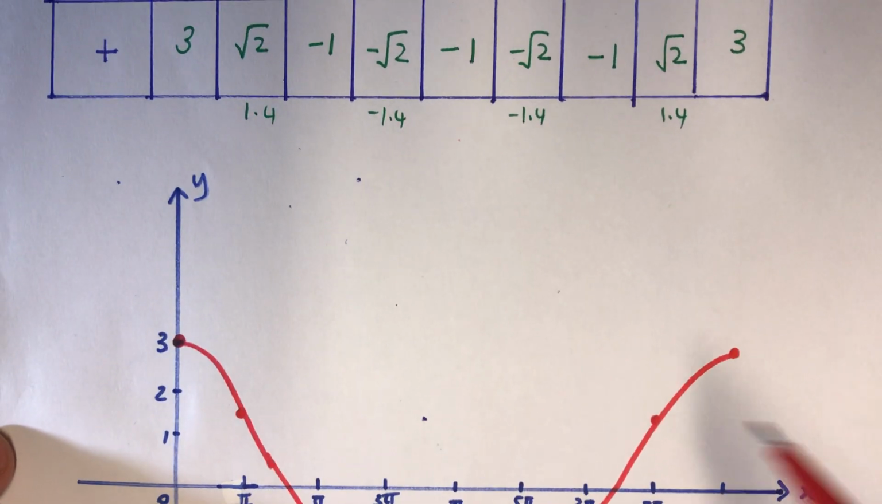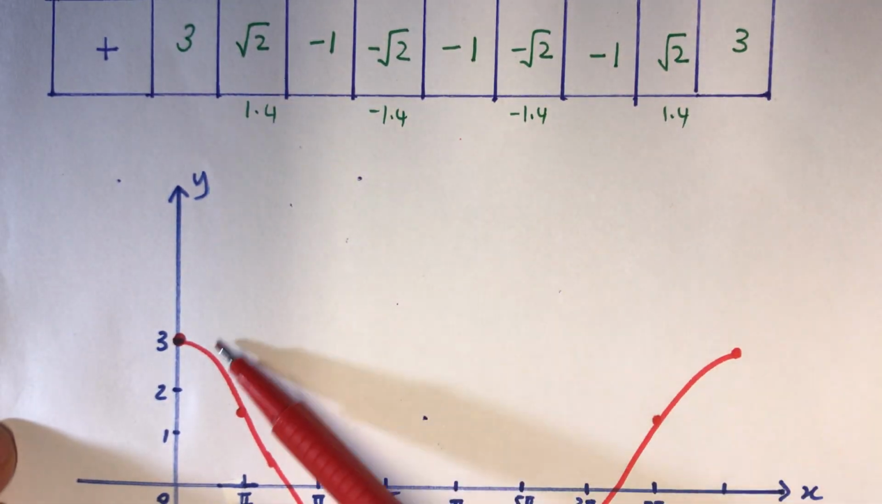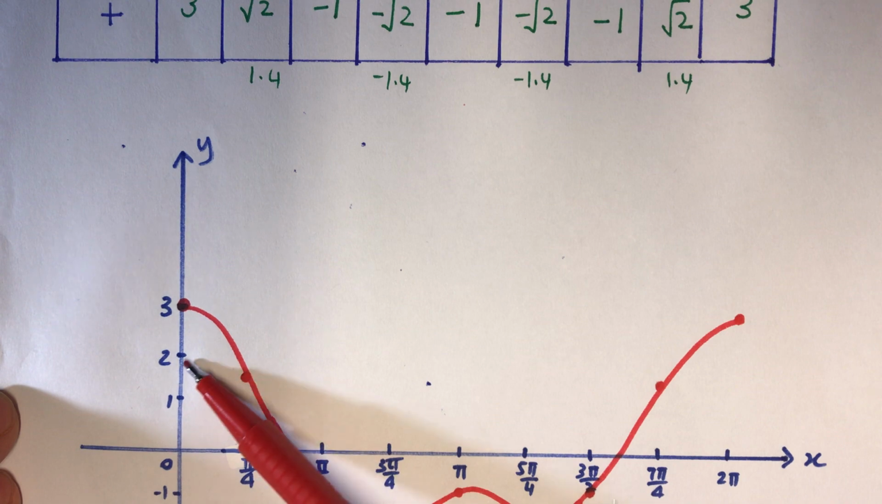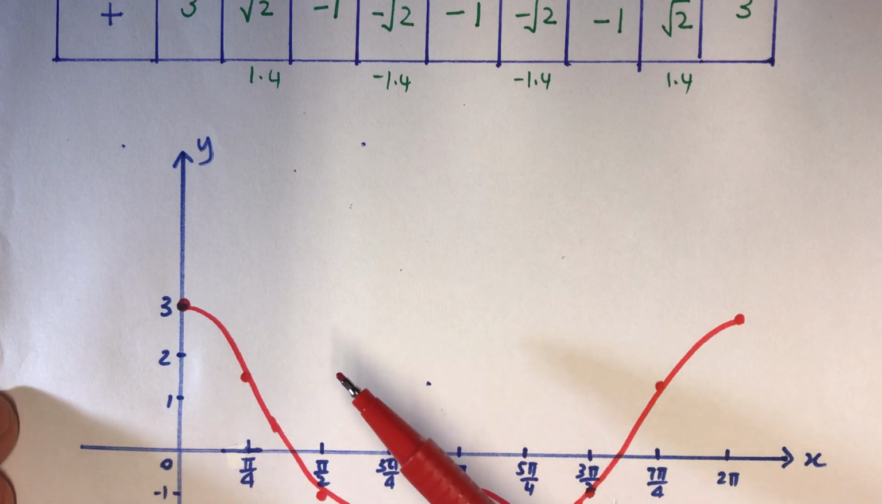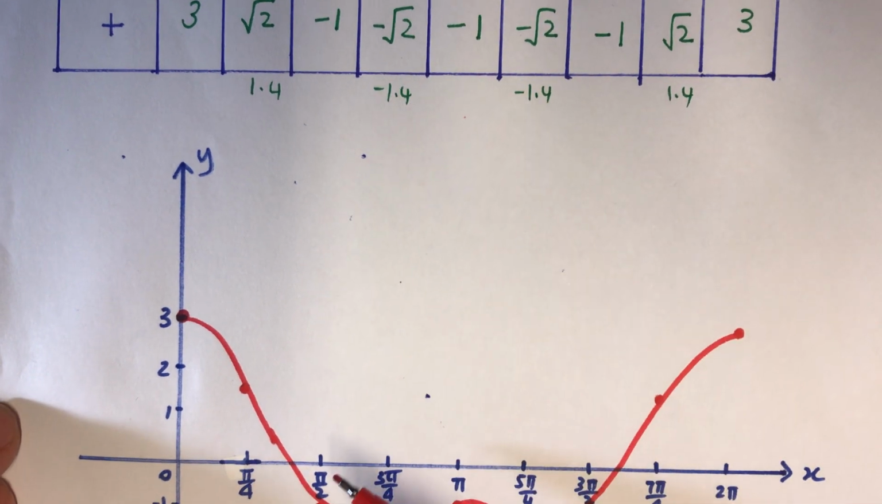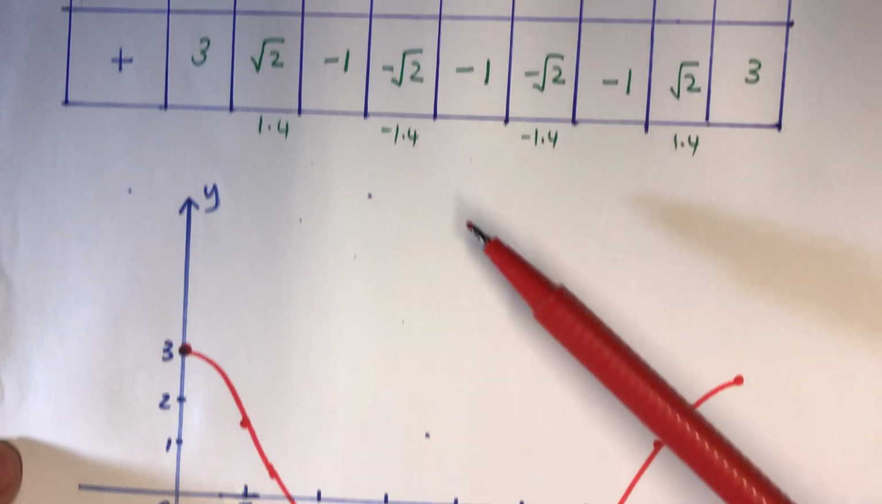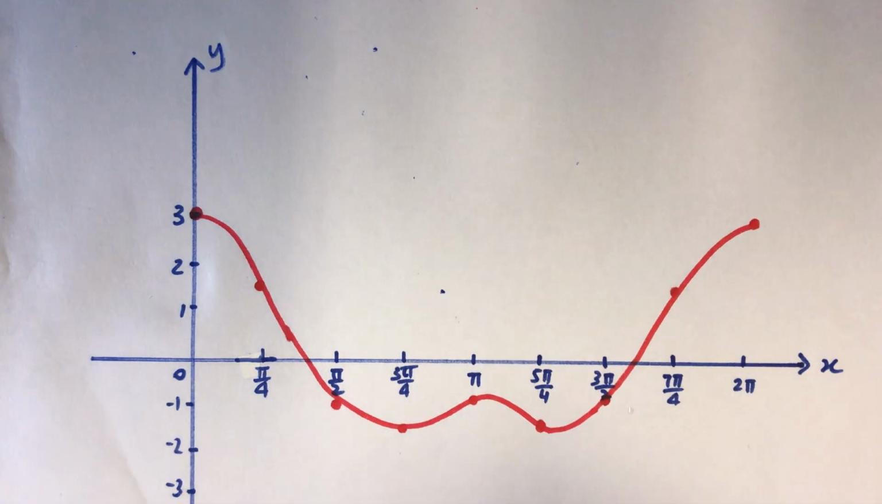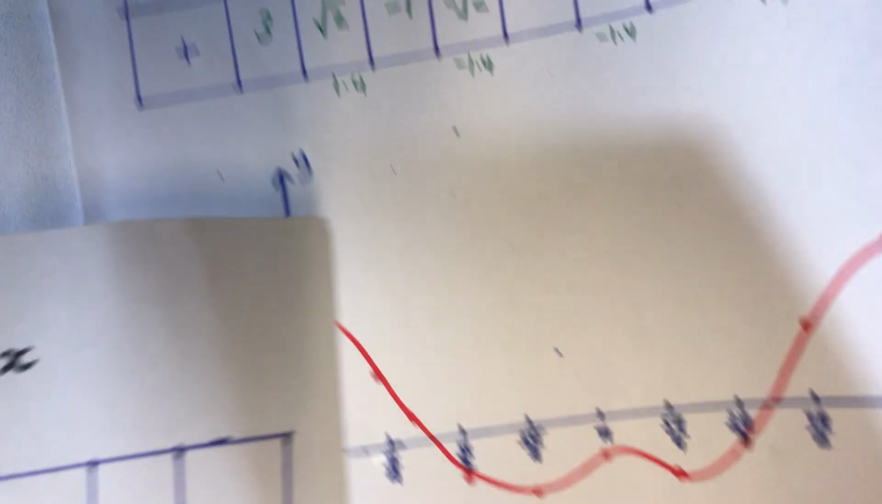Okay, so we can use, yeah. So these ones, I'll just put 3, 1.4, with π over 4 is 1.4, and then the next one is minus 1 here, and so on. So that was a lot easier. Okay, so that's what I've done. Or you could do it by sketching.